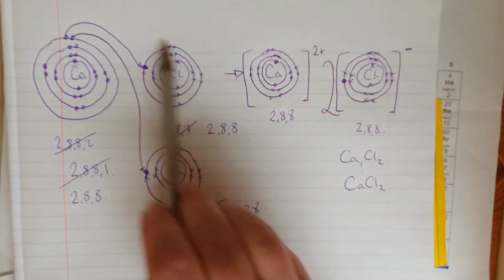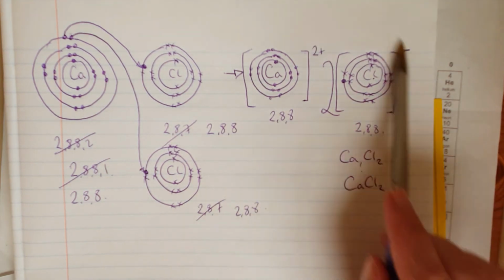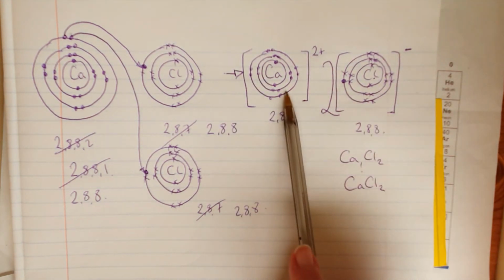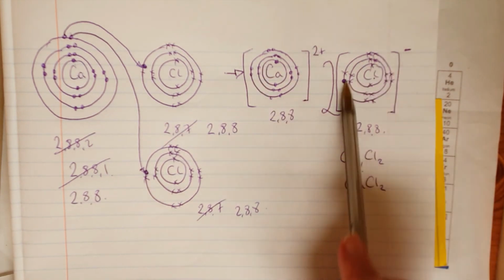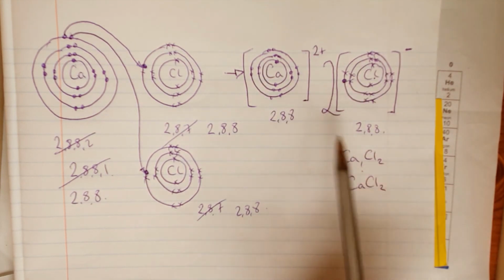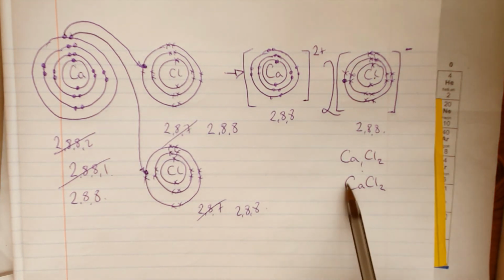So all this here was my working out, was my thinking on the paper. This is my answer. There's my ionic bond, the electrostatic force of attraction between the positive calcium and the negative chlorine. And CaCl2 would be its formula. 1 calcium for 2 chlorine.